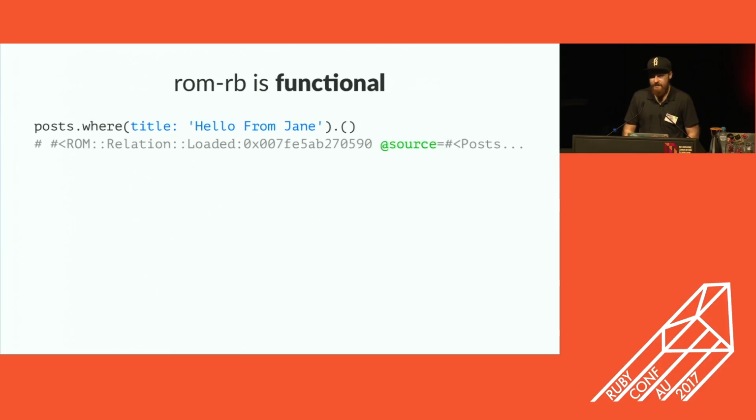And probably the best example showing the functional nature of ROM is relations, which are used to fetch data from the database. They are objects, but they also have function semantics. So they are actually functions that you can call. Now you can call a relation, and in this case it's going to hit your database, get the data, and return a materialized relation. We call them relation loaded.